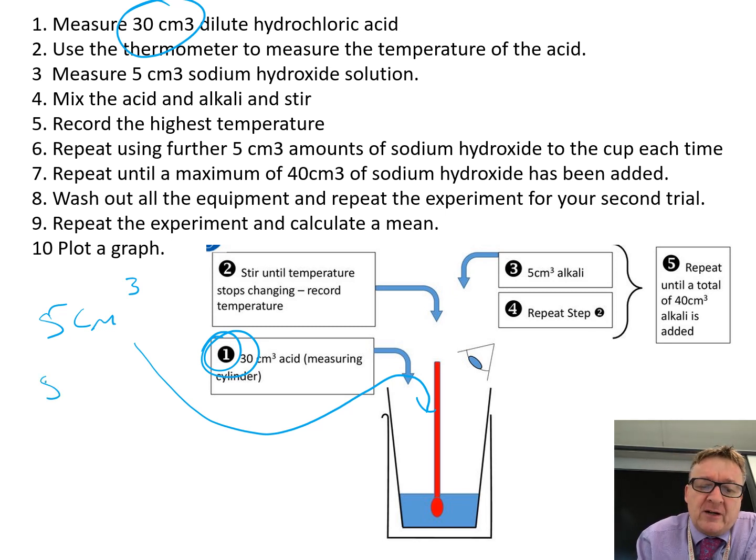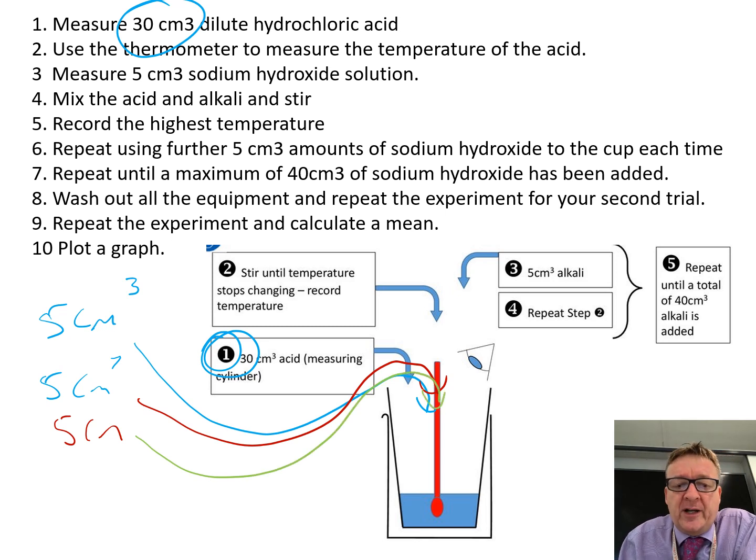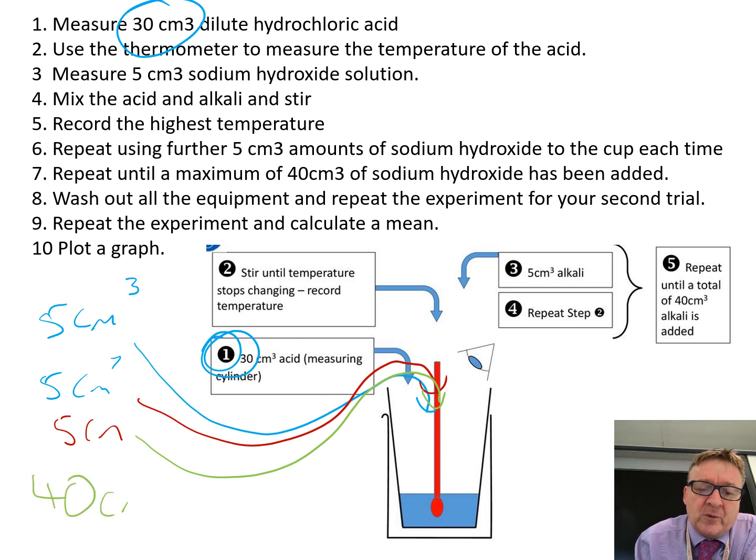Then you get ready another 5 centimetre cubed, and once it's got to its highest temperature, you then put the next one in. And then you do another 5 centimetre cubed. Each time you put in an extra 5 centimetre cubed, you've just got to watch to see how high the temperature goes and record it on your results table. You keep on doing that until you've done 40 centimetre cubed of the sodium hydroxide. Then, once you've done the full experiment, wash it all out and repeat the experiment for a second trial.